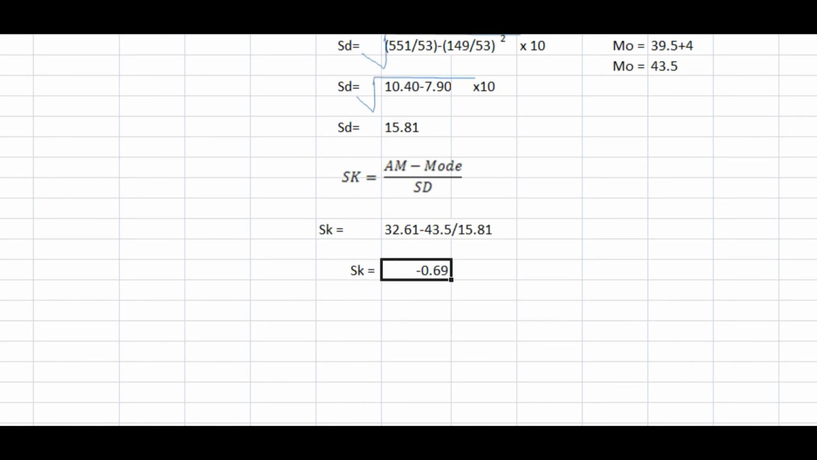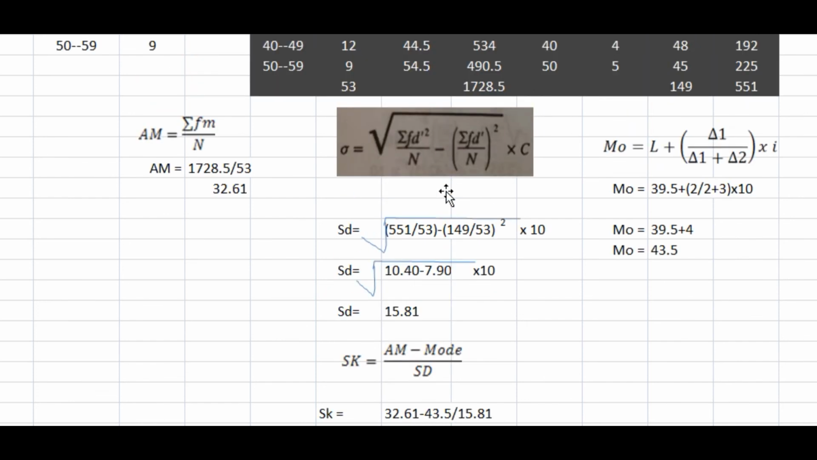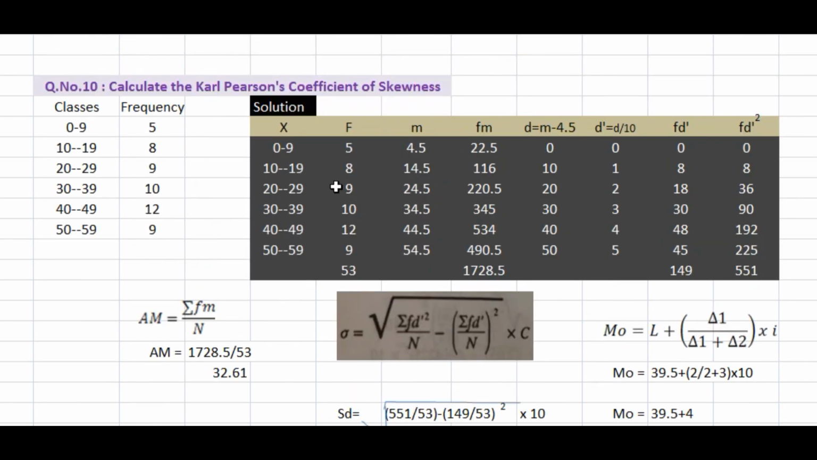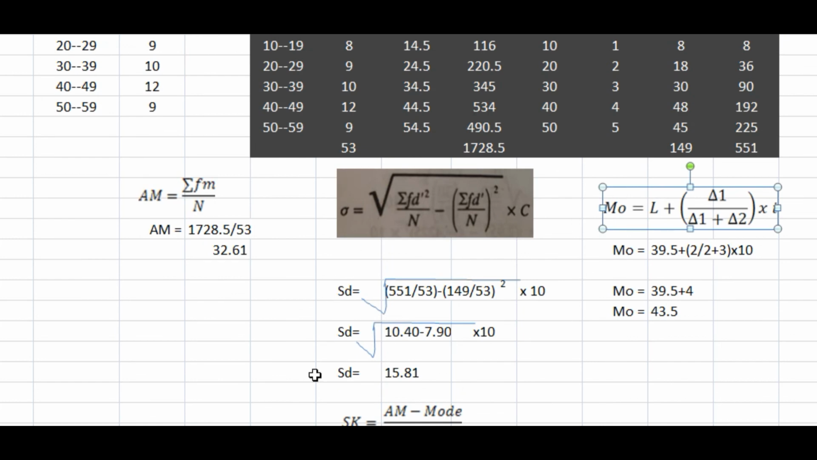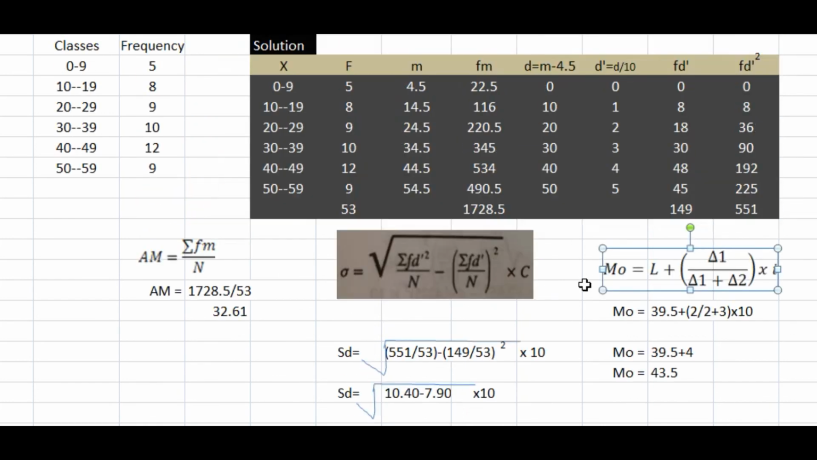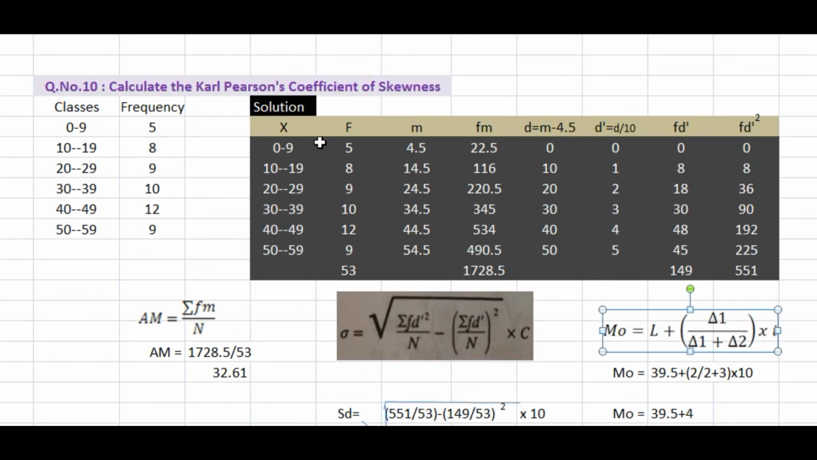So I hope that this solution is clear to each one of you. In question number 10, first what we did? Mean, then standard deviation, then mode, and you see the computed figures here. I hope this kind of solution is clear to each one of you, right? So now I will assign you one question based on the same type of question, similar to question number 10.